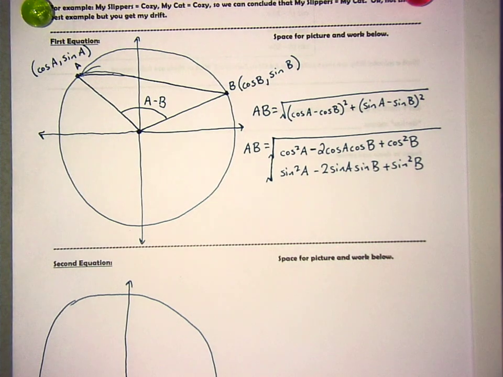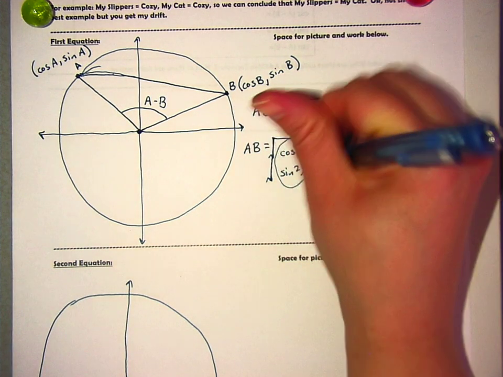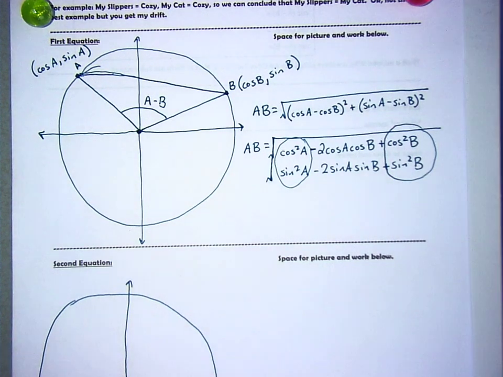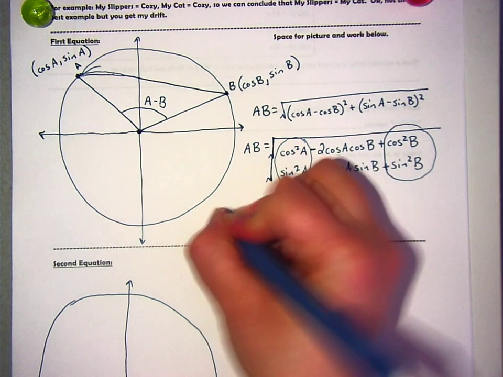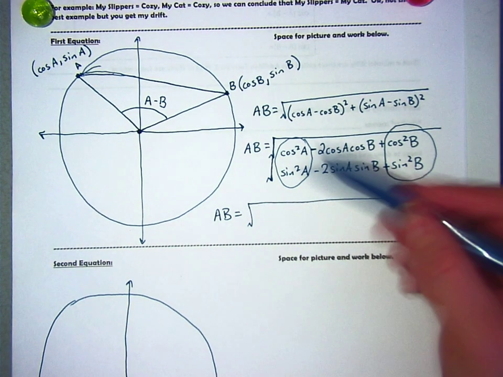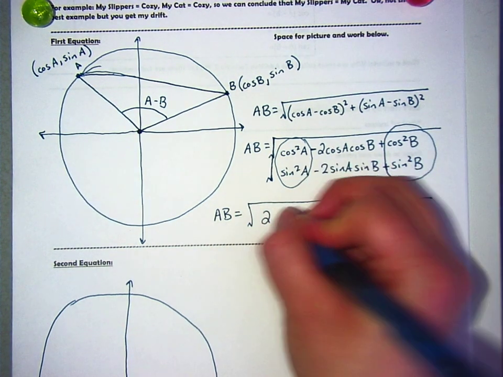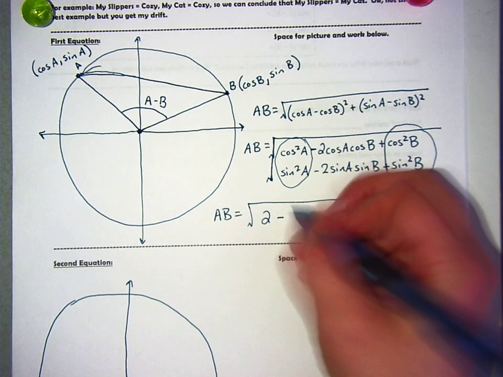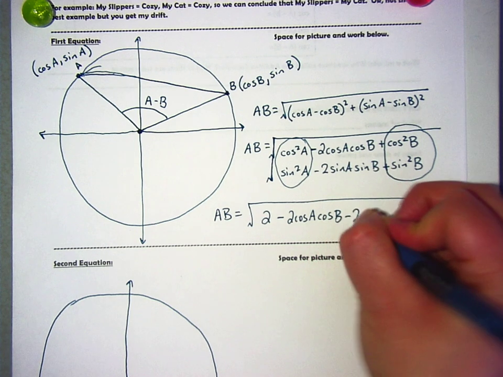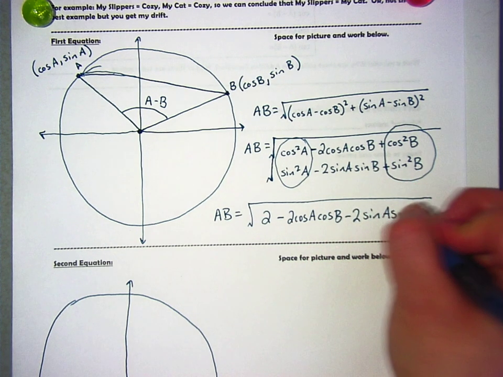Do you guys remember what cosine squared of something plus sine squared of something equals? So at this point, you can say this is 1, and this is 1, which makes AB equals the square root of 1 plus 1 is 2 minus 2 cosine A cosine B, and minus another 2 sine A sine B. And that's where I'm going to leave this one.